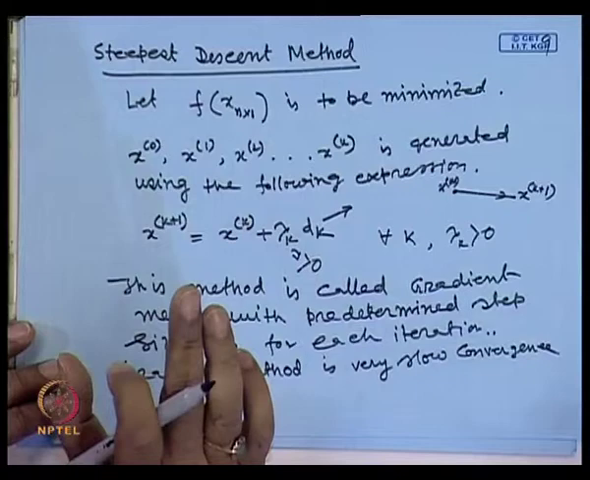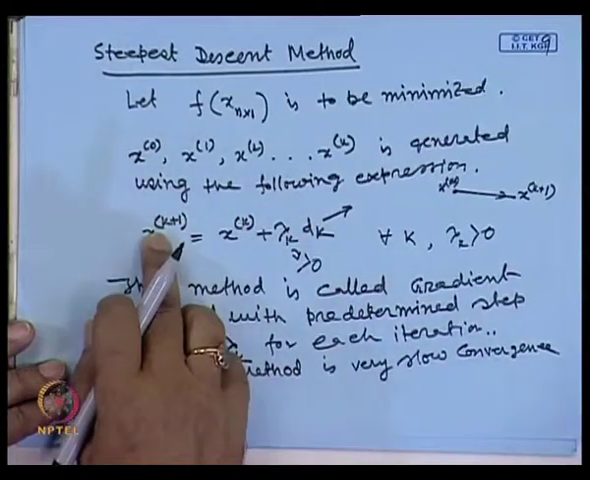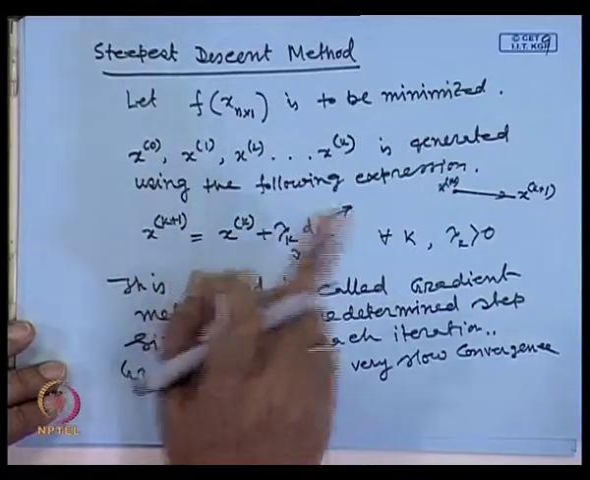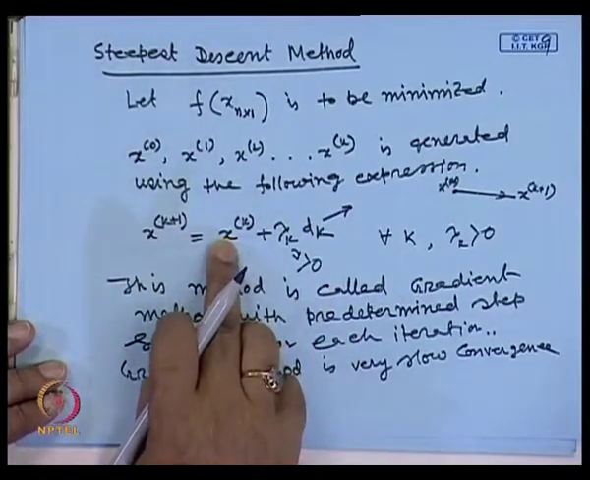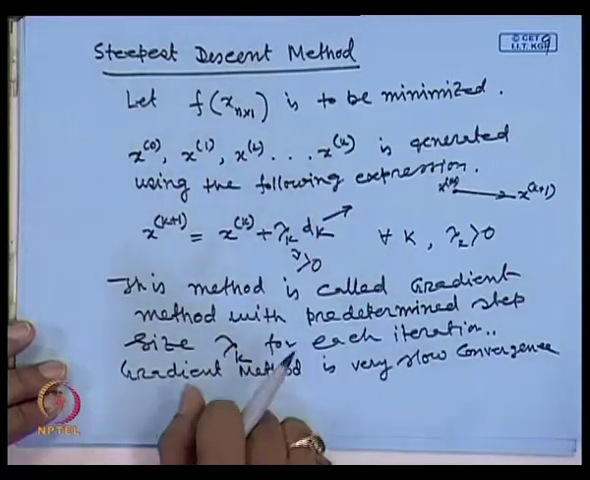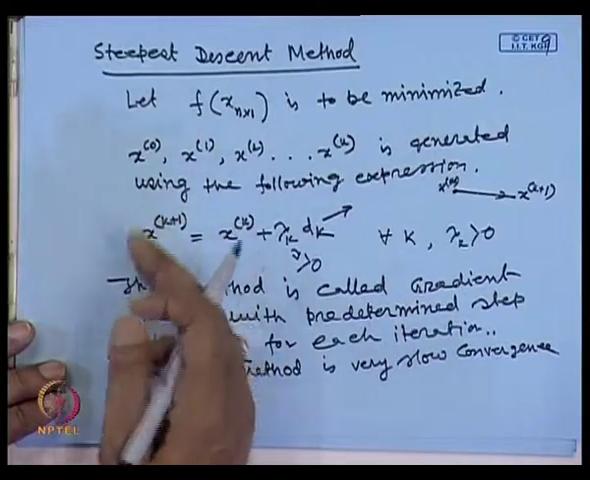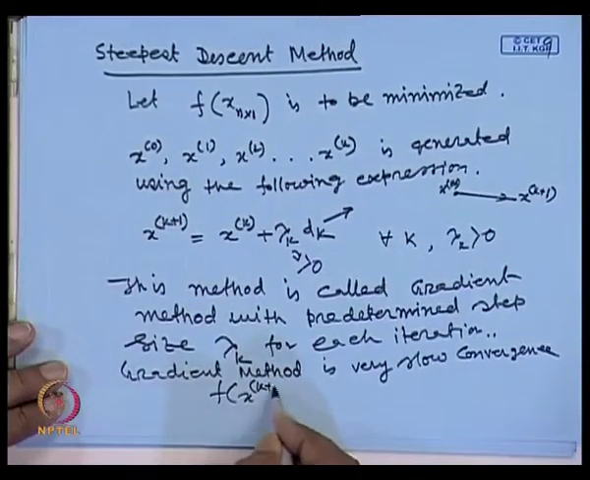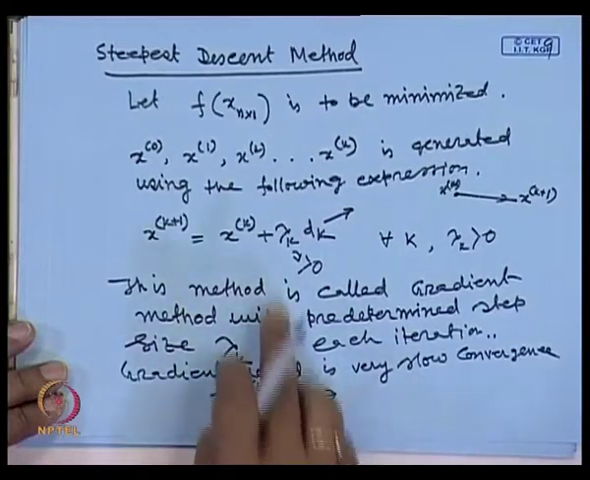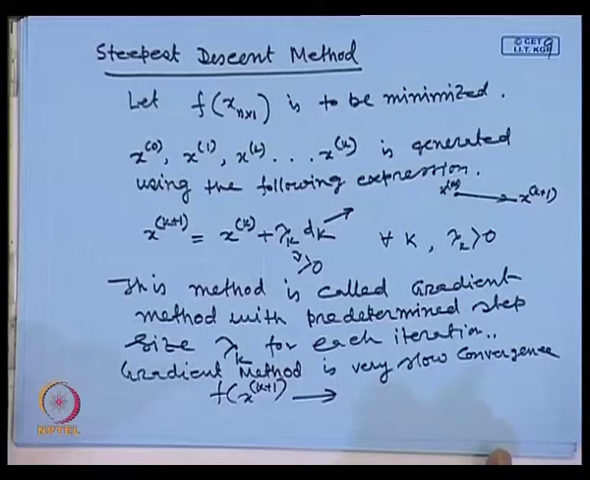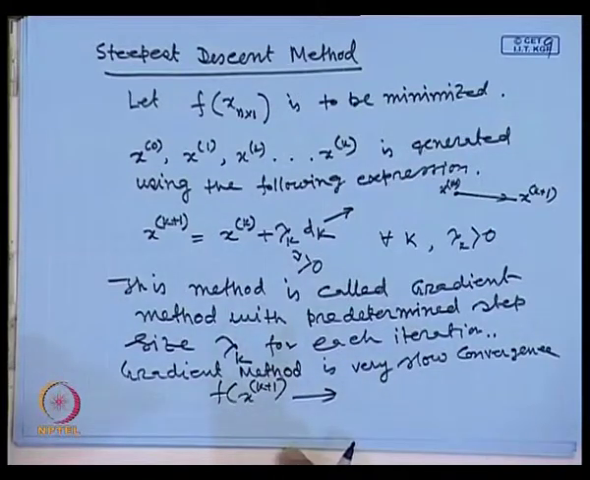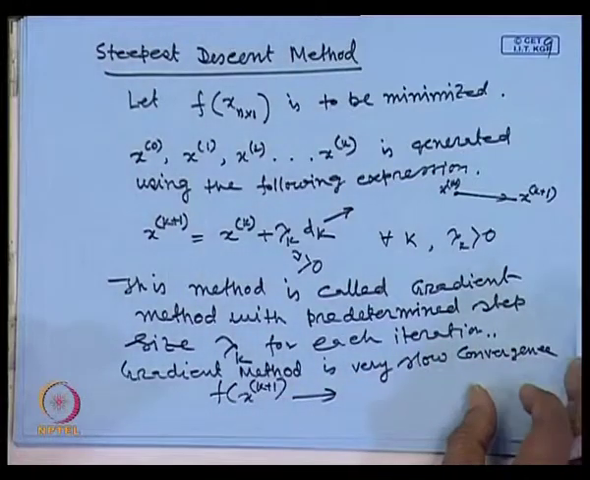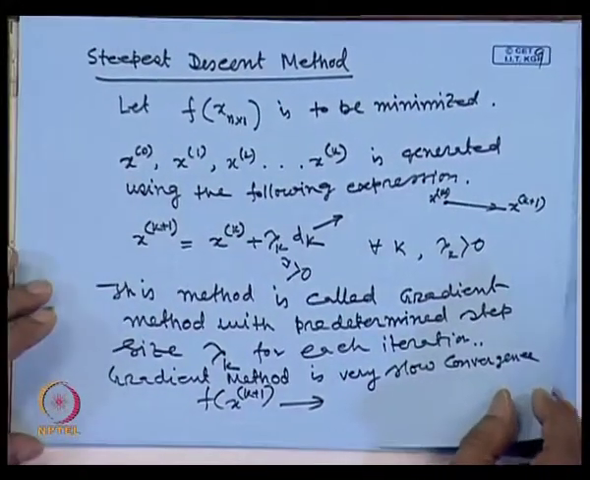in order to get the function value as minimum as possible. When you put this value in the function, it is a function of only a single variable, lambda k, because x superscript k is known to us and dk is known to us. So f of x k plus 1 in this expression is a function of lambda k only, and for a single variable we know how to find the minimum value of this function. That way the concept of convergence is faster than the gradient method.